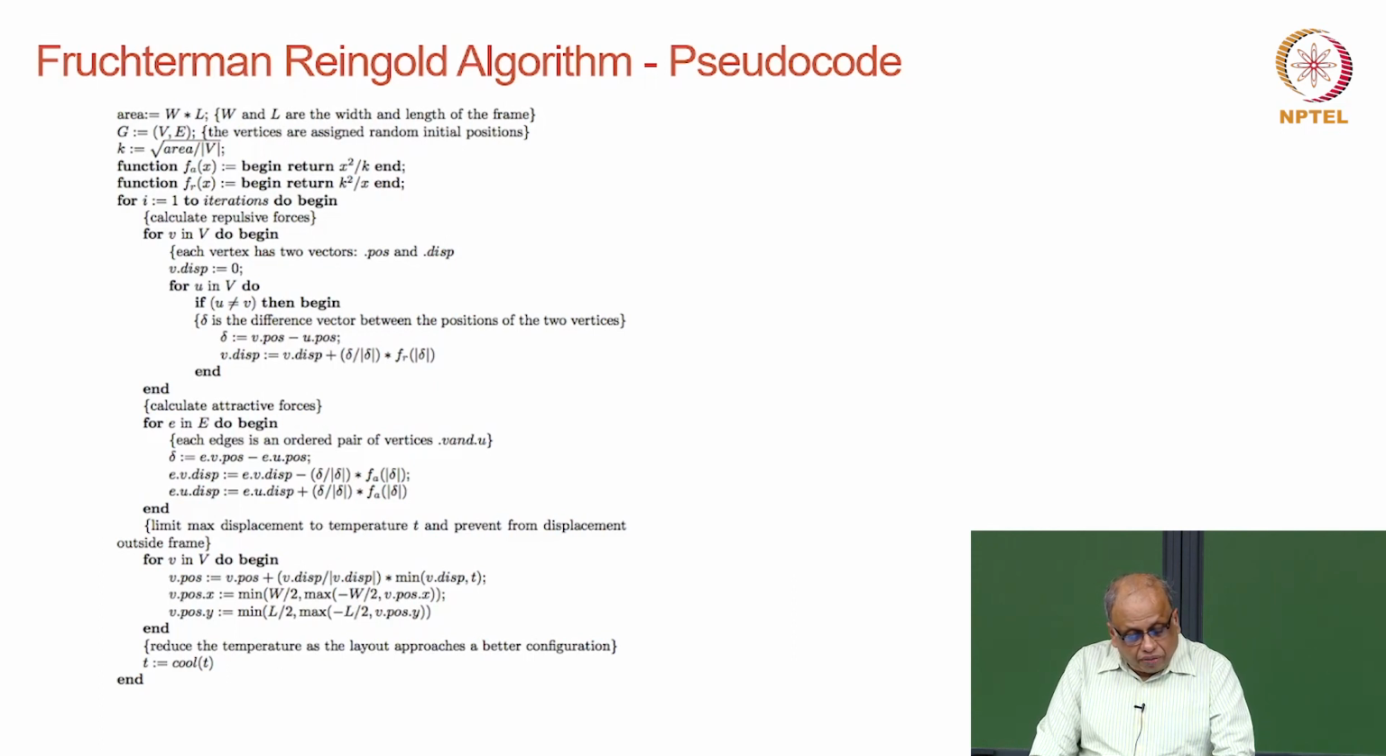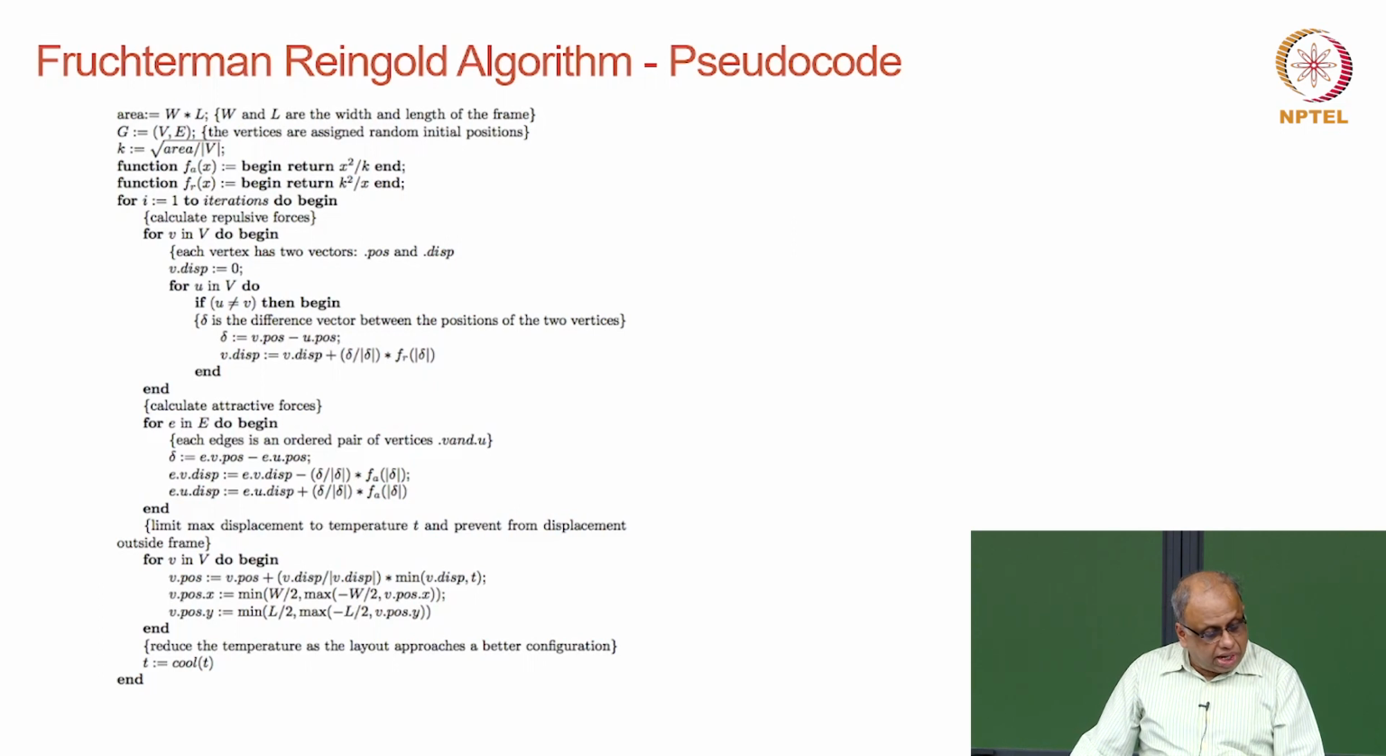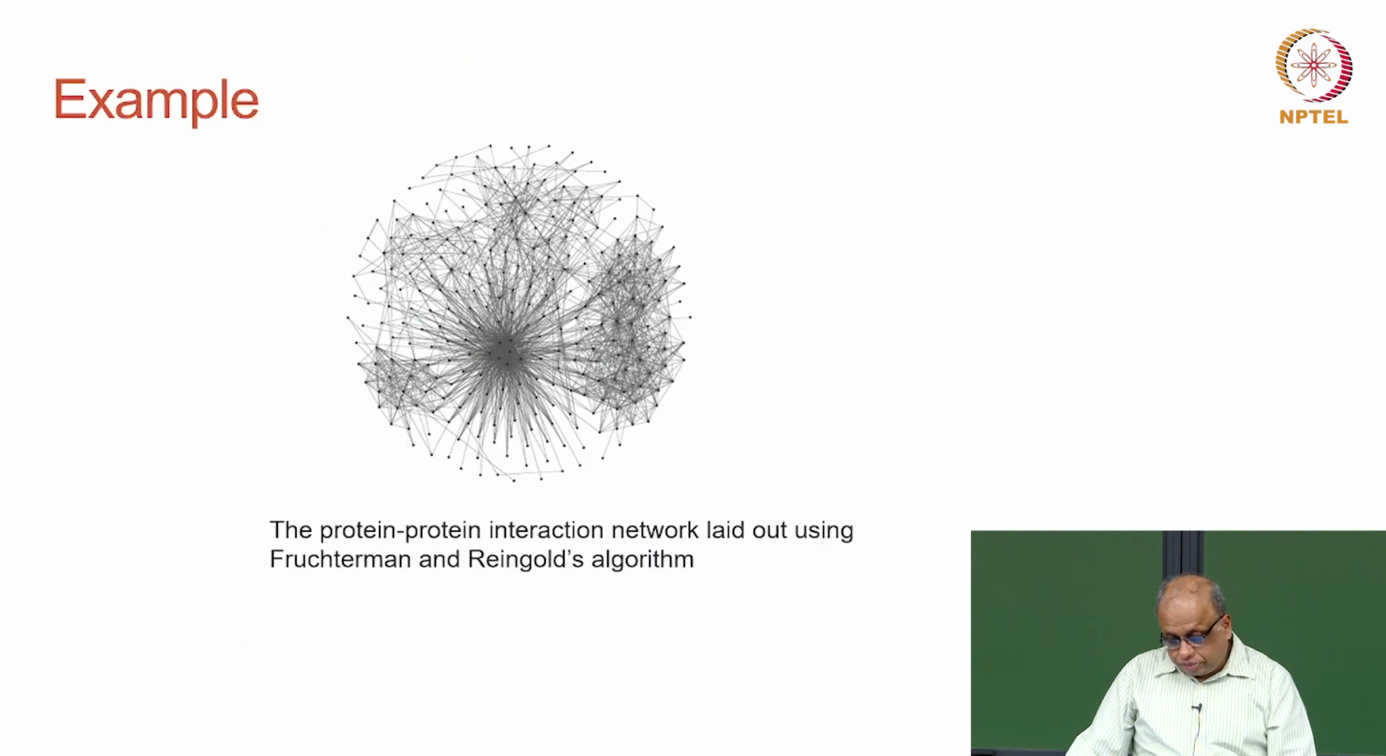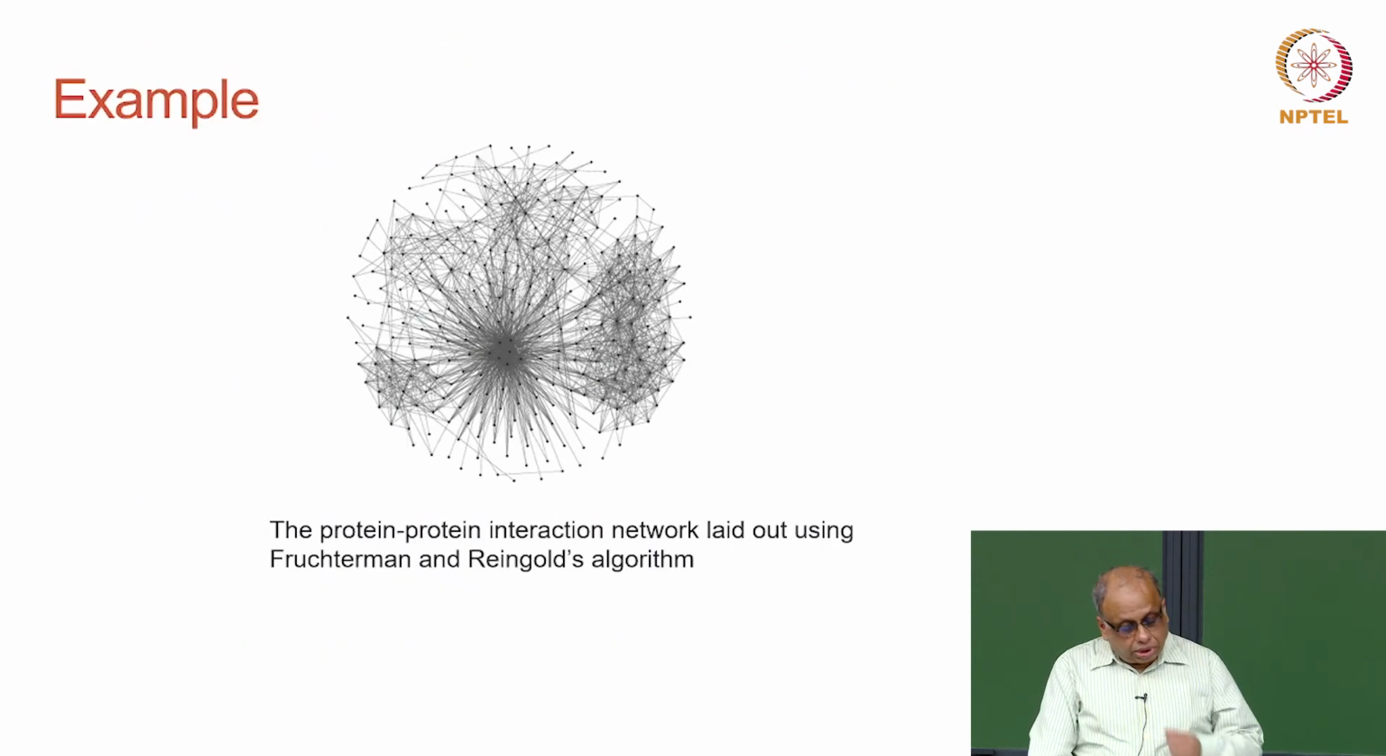And then for each step, you try to move the nodes a little so that you can have a better layout position of the nodes. Okay. And so that's how this algorithm works. So this is the same protein-protein interaction network using the Fruchterman-Reingold algorithm.